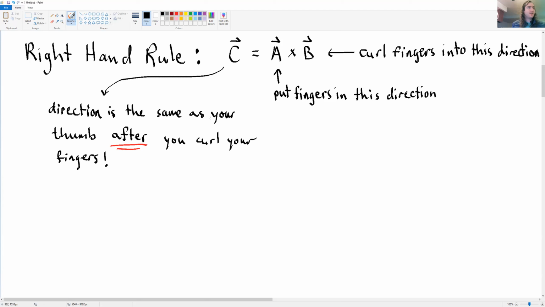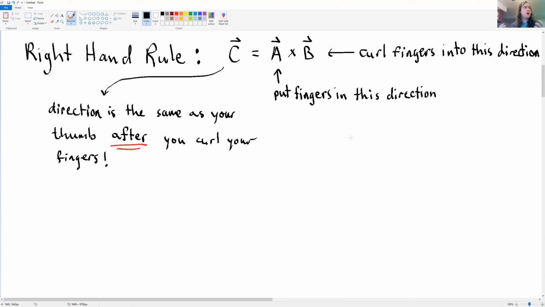Okay, it's got to be after. So sometimes I've seen students put their fingers in the direction of a vector and say, oh okay, the vector is in this direction. No, because sometimes you might have to rotate your hand like this and then curl your fingers, right? So you've got to be careful. You have to use the right hand rule in the way described on the right side.